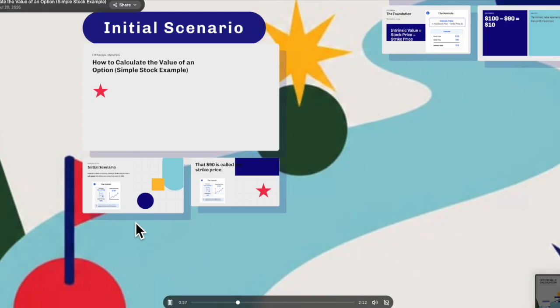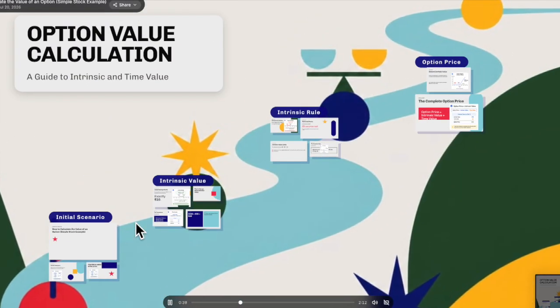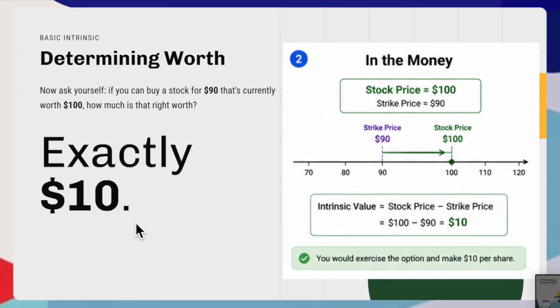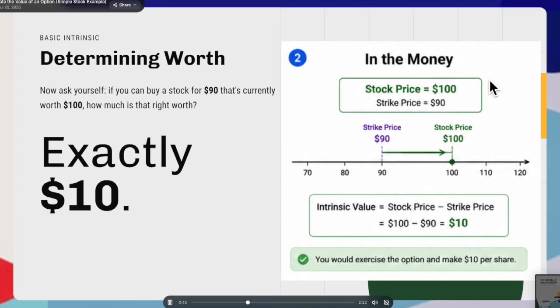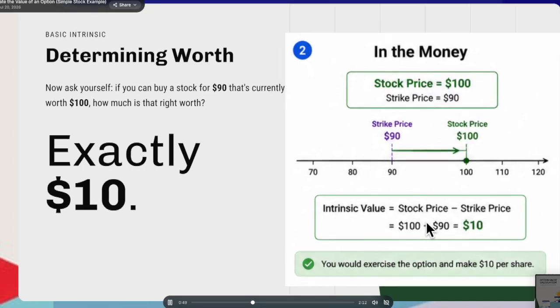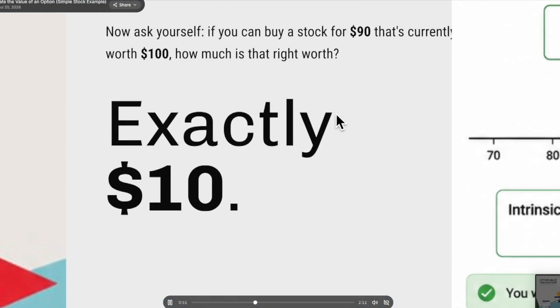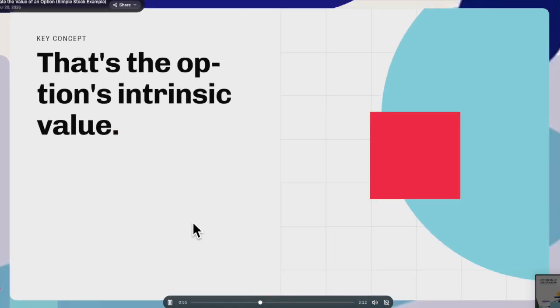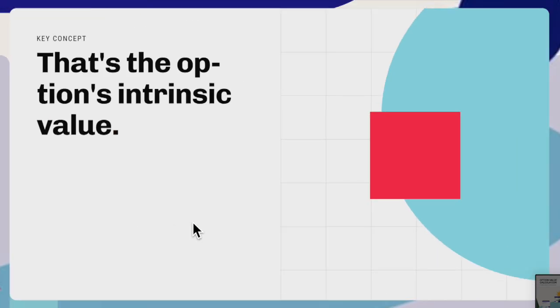With the stock and strike prices set, we can now determine what this right is worth. If you can buy a stock for $90 that is currently worth $100, the right to do so is worth $10. This $10 difference represents the immediate value available to the option holder. In financial terms, this specific worth is referred to as the option's intrinsic value.